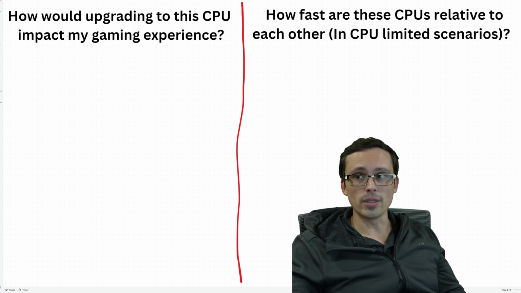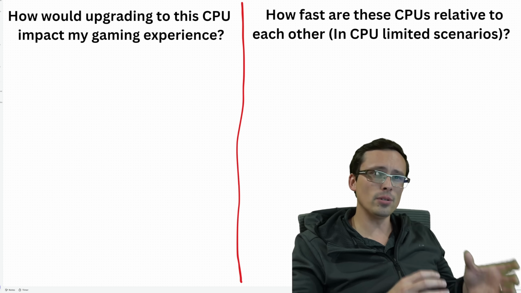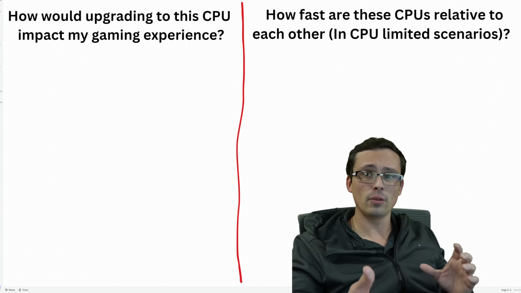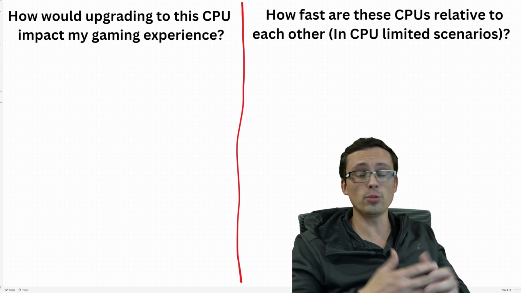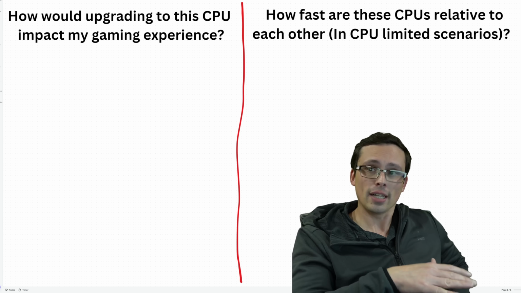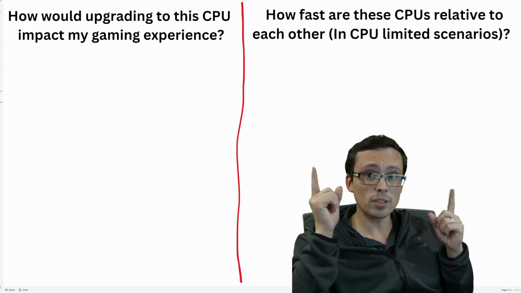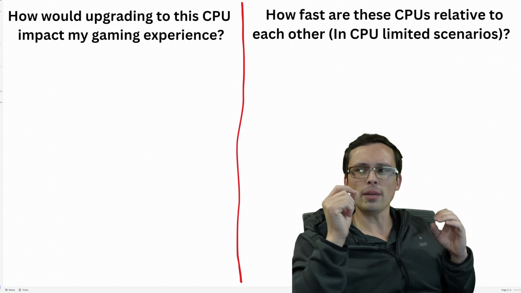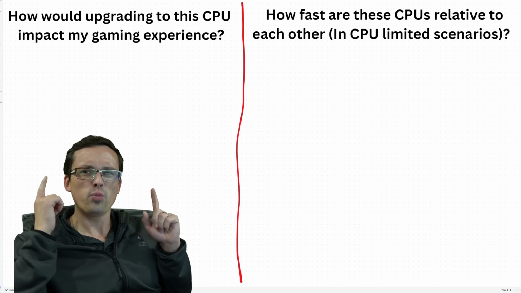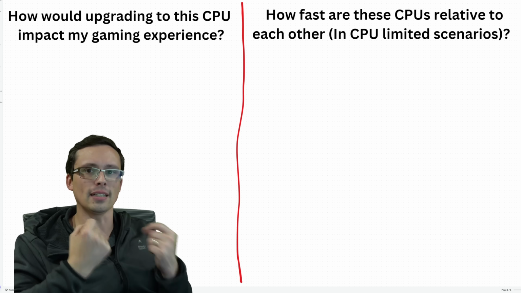A CPU reviewer is trying to answer the question, how fast are these CPUs relative to each other? And the implication of that is when they're CPU limited, because otherwise you wouldn't see any difference. Now, you see that these are definitely not the same question, but I also think that this is the question that CPU reviews should be answering. So let me explain what's going on here, and then let's do some pondering about how you would answer this question. Because I do think that is the question that a lot of people want answered when they click on a CPU review.